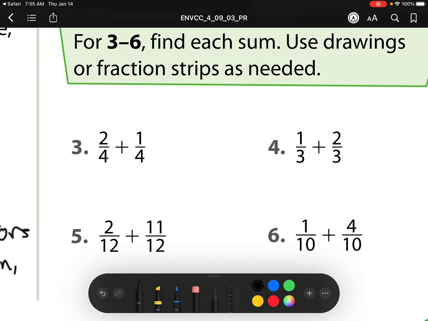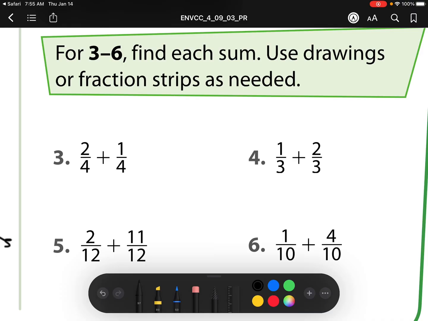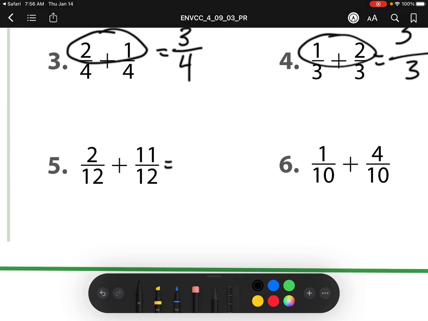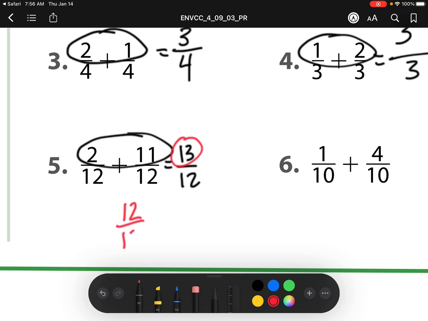So let's head on to number 3 now. 2/4 plus 1/4, the denominators are the same, so we just add our numerators. 2 plus 1 is 3, and the denominator stays the same. Here, denominator stays the same, so we just add those numerators. So 1 plus 2 is 3, and this is equal to 1 whole. Down here, we have the same denominators, so the denominator will stay the same, and we have 2 plus 11, which is 13. Notice the numerator, the top number, is bigger than the bottom number. So that means I'm going to take a whole out and write as a mixed number. So I'm going to take 12/12 out because remember that's a whole, and then I'd be left with 1/12 left over. So that's going to be 1 whole with 1/12 left over.